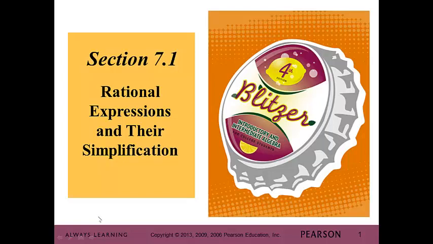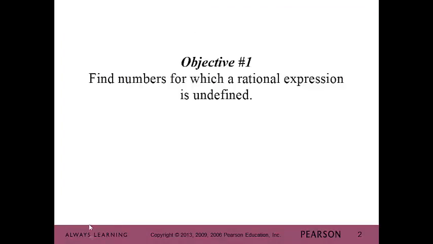Now we're in chapter 7.1 and we're going to be looking at rational expressions and their simplification. Objective 1, we're going to find numbers for which a rational expression is undefined.